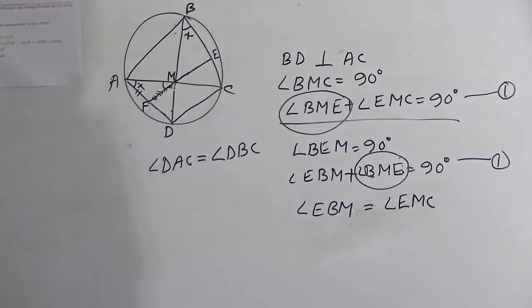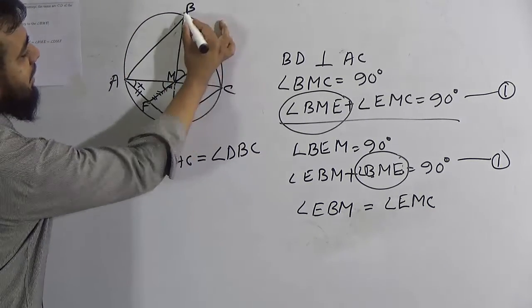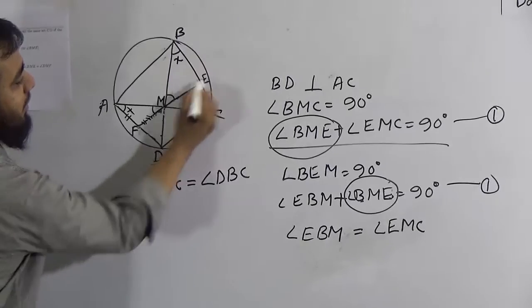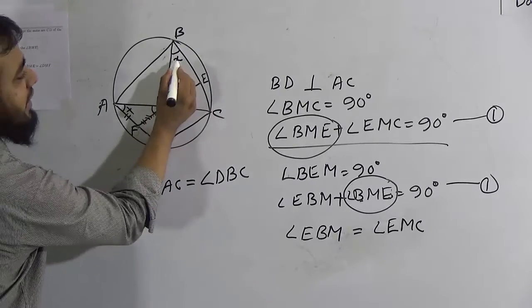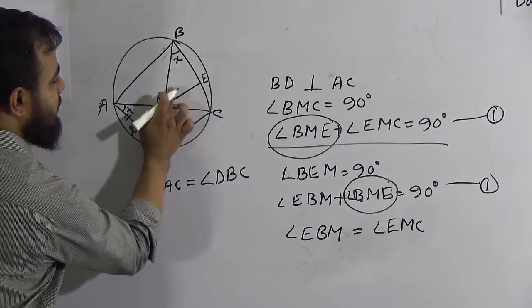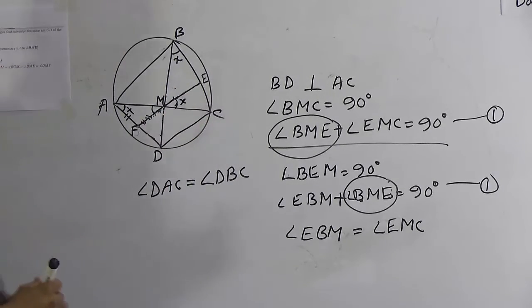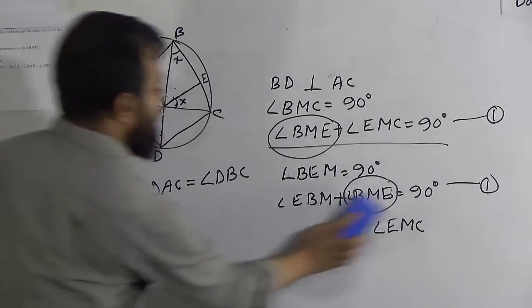Okay, that means we have already proved this: EBM is equal to BME, right? So if this is X, then this angle must be X. And my dear students, after that what can we say?